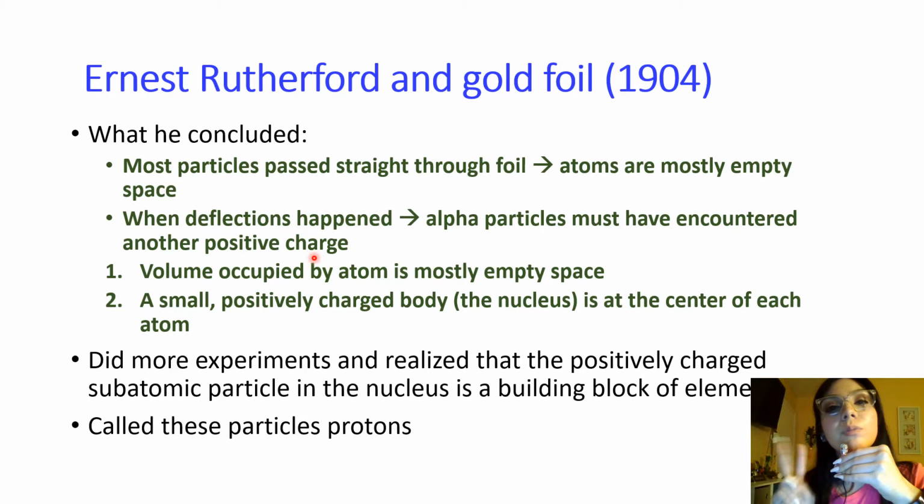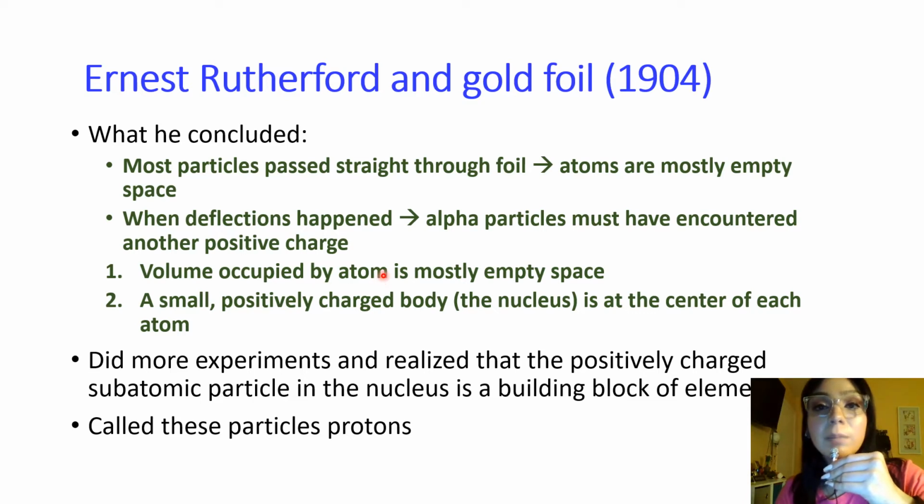So the two major things that he concluded from his experiment was that volume occupied by atoms is mostly empty space because a lot of those just pass straight through the foil. And secondly, a small positively charged body, which we later called the nucleus, is at the center of each atom.